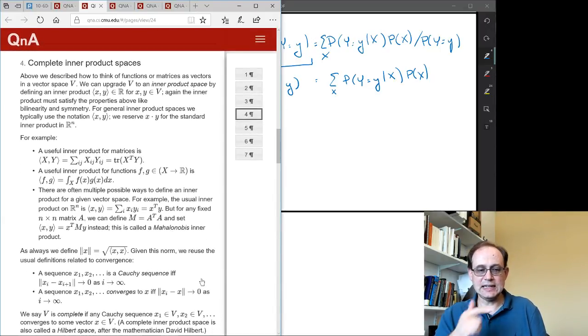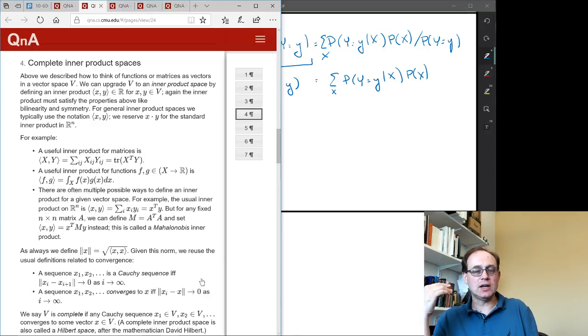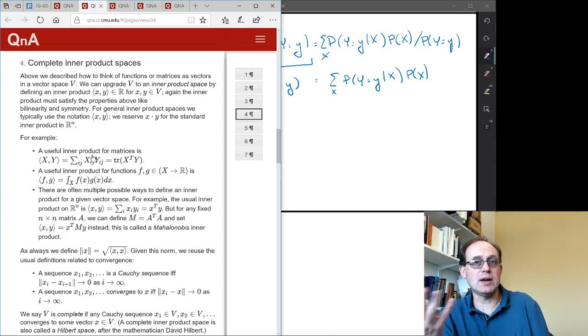All right, so completeness is the next wrinkle that I want to talk about. So we talked about going from a vector space to an inner product space by defining an inner product. For example, the dot product in Rn is, of course, an example of an inner product. But some useful inner products on other vector spaces are given here.